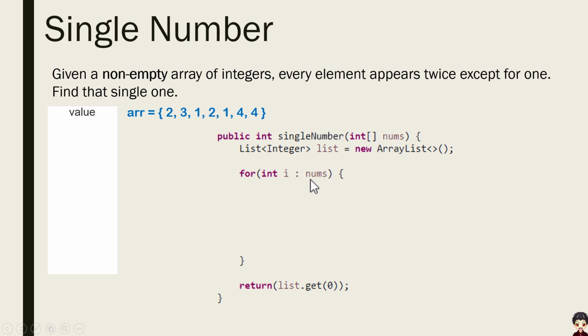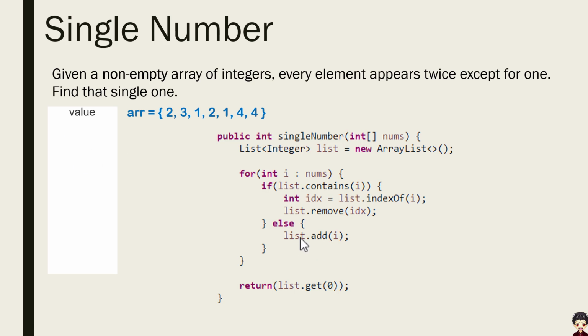So since we are going through every item, it would be like this. For int i in nums, the given nums, we are going through each item. And then if the list contains i, then what we would do is get that index of the value and then actually remove that from the list. That's similar to what we did earlier here. And then if, for example, the value is not yet in the table, so it's not yet seen, then we would be adding it in the list. So yeah, that's how it works.